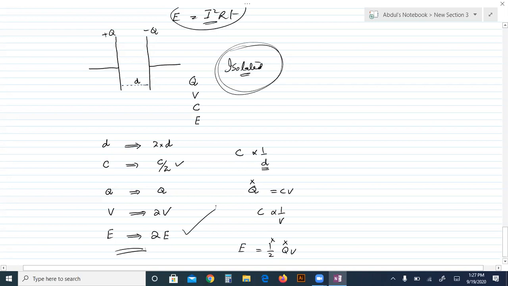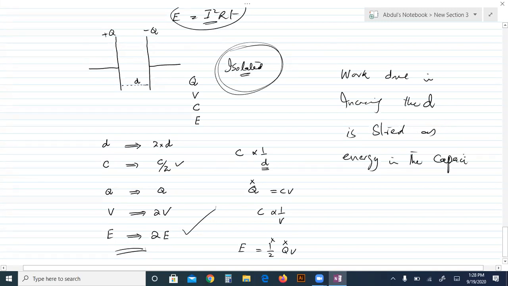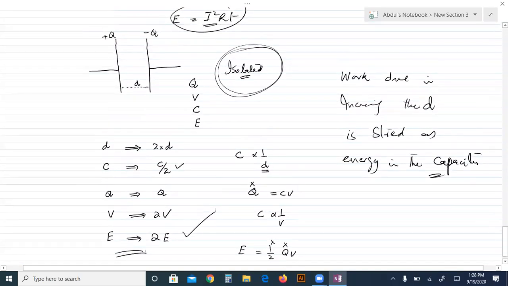But what is the physics behind this? The work done in increasing the separation D is stored as energy in the capacitor. So this is the reason for the increase of the energy of the capacitor. The work done on the plates to increase the separation is stored as energy, hence energy becomes double.